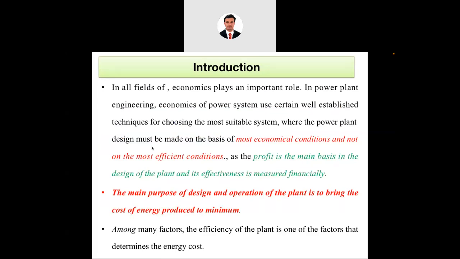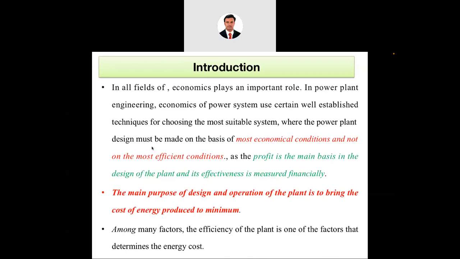As we saw in the previous chapter, there are many factors on which the construction or selection of a power plant is based. But the most important point we are concerned with is the cost, or economic condition, of the power plant rather than its efficiency. This economic condition plays a very important role whenever we select a power plant, or whenever we run it.